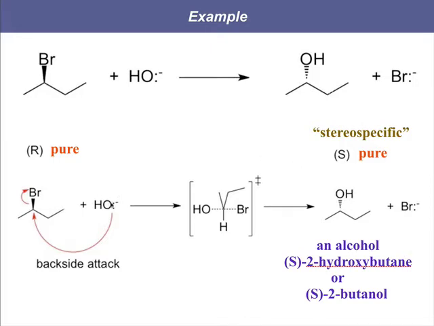Kind of just to reiterate this, the OH minus is going to attack from the back side. So if the front side bromine is on the right over here, the OH is going to attack from the back side on the left. That's going to invert our groups, and we go from R to S.